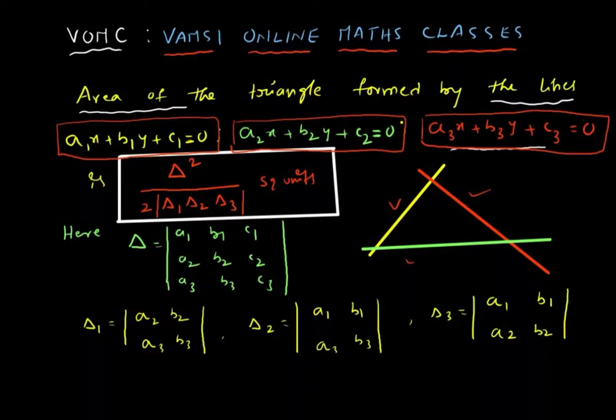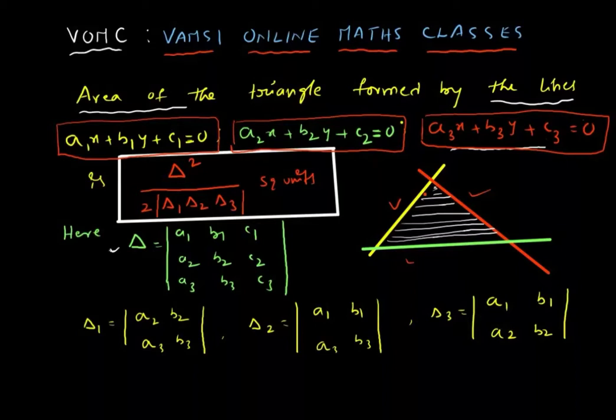Now we are going to find the area of the triangle formed by these three lines. We are going to find the area of the triangle with this part. What is the area of this triangle? The formula is delta square by 2 into delta 1, delta 2, delta 3. What is delta? How can we find the delta value?